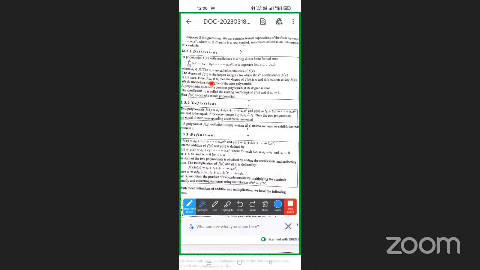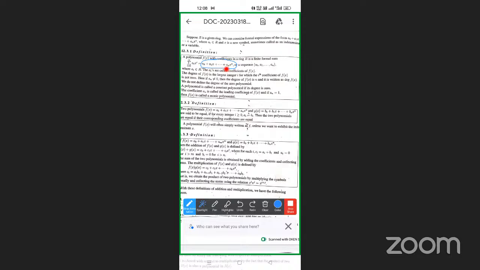If an is not equal to 0, then the degree of f of x is n, and it is written as degree of f of x equals n. This is the polynomial degree definition. So the degree of the polynomial is n, the highest power is x power n, and its coefficient an is not equal to 0. Then the degree of the polynomial is n.